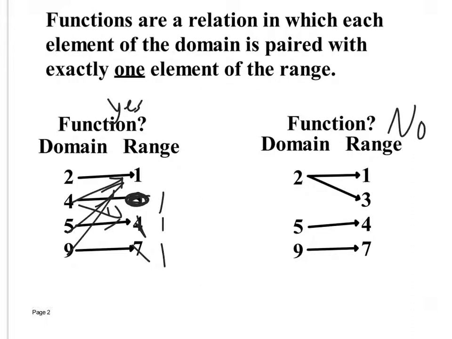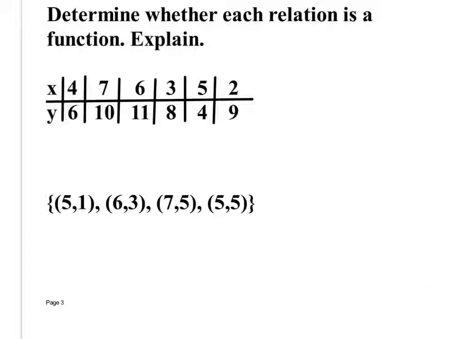Alright, so domain can only be paired with one partner. Here, it's got 2 numbers. You can't have this. Okay? But we don't care about range. It doesn't matter what range is. Does that make sense? The only one we look at is the domain. So here's what you need to do. You need to write function question mark, explain, and then write these 2 relations here, these 2 sets of numbers.